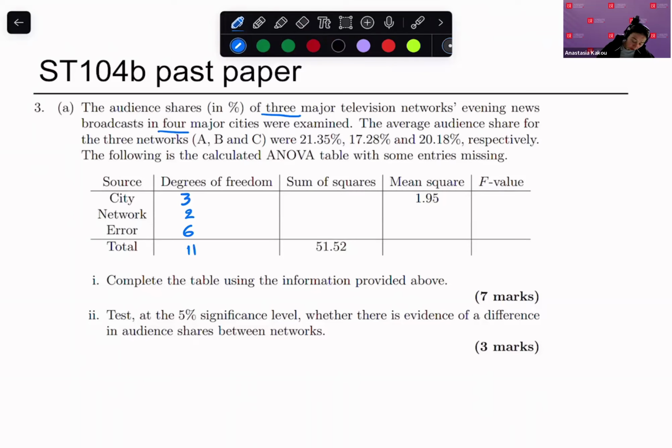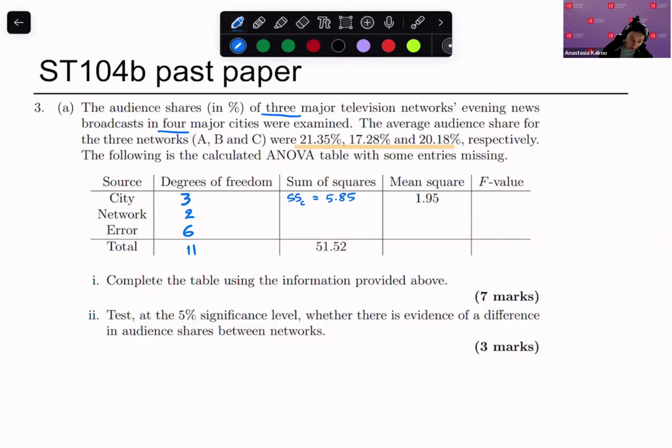In order to calculate the sum of squares for the city, you're given the mean square, so it's going to be that mean square times the degrees of freedom. So that will be 3 times 1.95, that is 5.85.